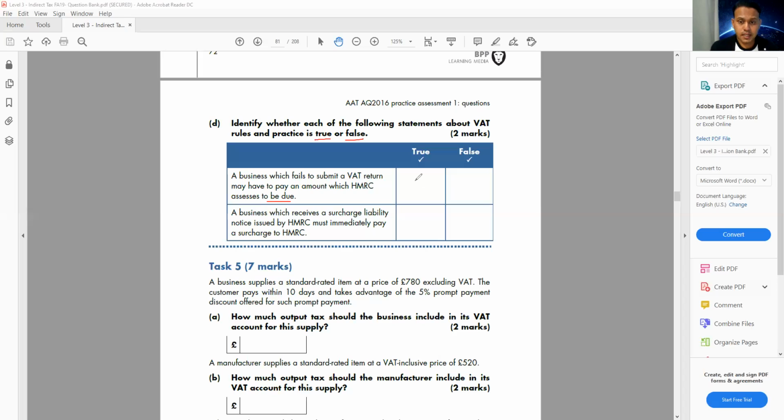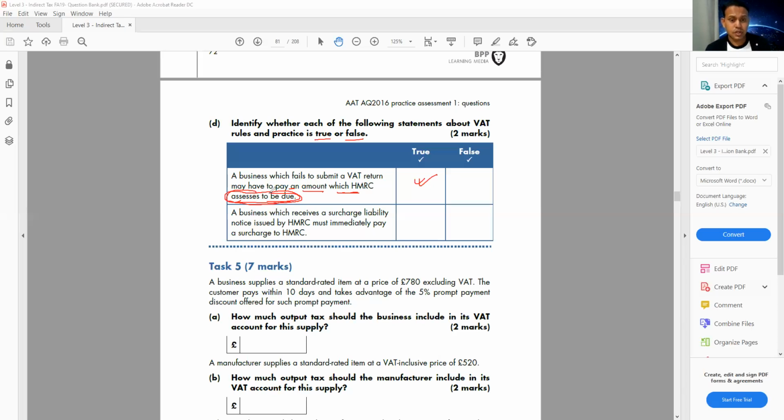It's true because HMRC will decide how much it will be. There is no fixed regulation, because if the business failed to submit a VAT return, the amount they have to pay is the amount which HMRC assessed to be due. If HMRC thinks this is the amount due, you have to pay that amount. It's what HMRC decided you need to pay.